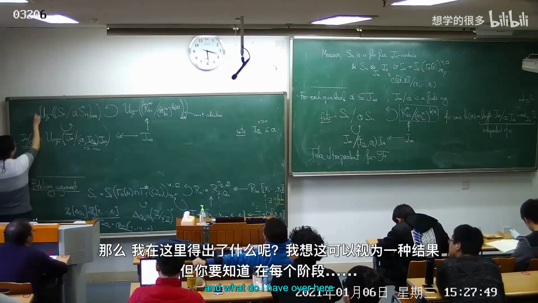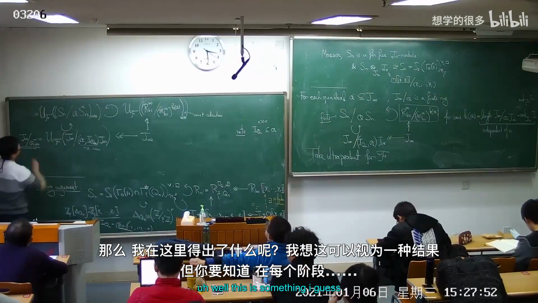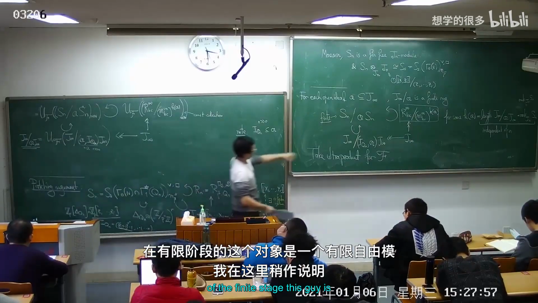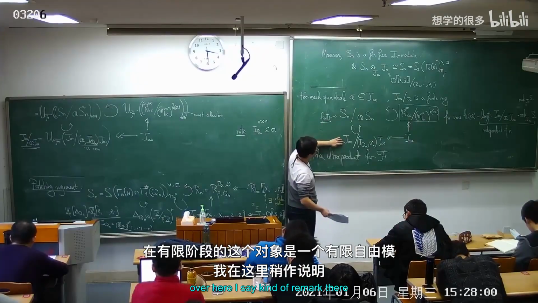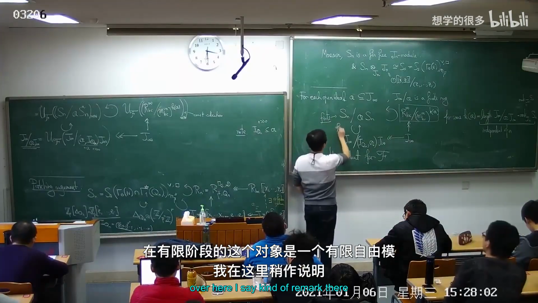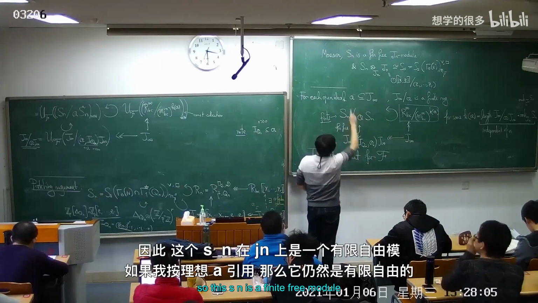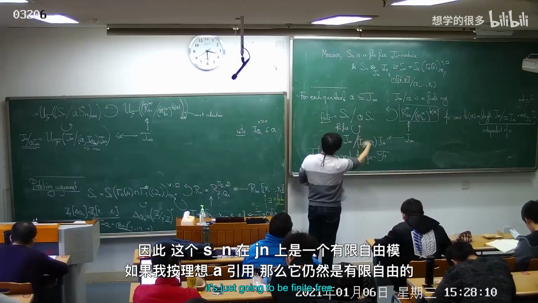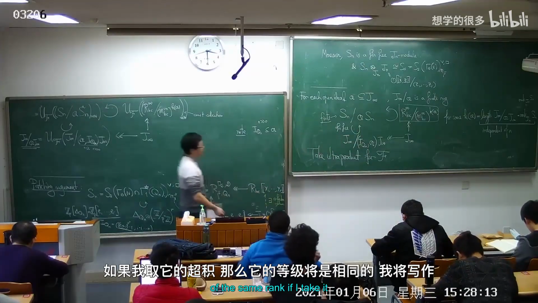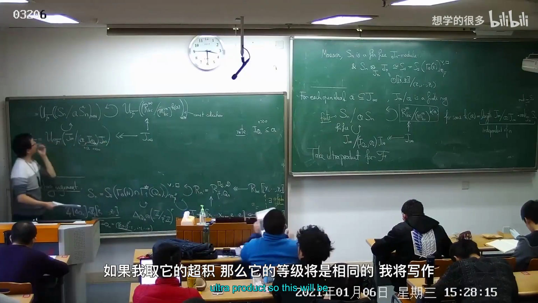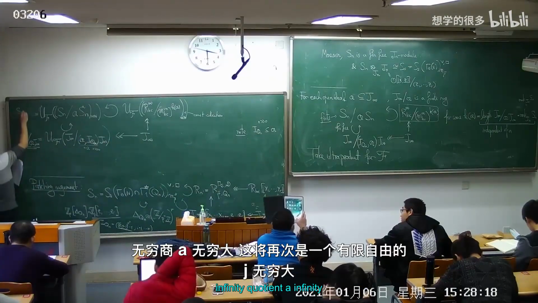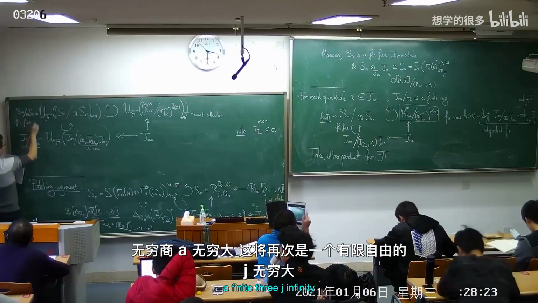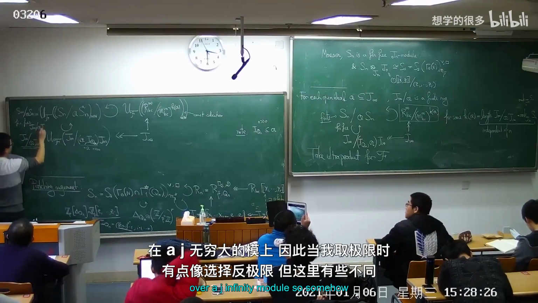And what do I have over here? Note that on each finite stage, this is a finite free module over here, as I remarked. So this S_n is a finite free module over J_n. If I quotient by the ideal A, it's still going to be finite free of the same rank. If I take the ultraproduct, I'm going to write S infinity quotient A S infinity. This will again be a finite free module over J infinity over A J infinity.